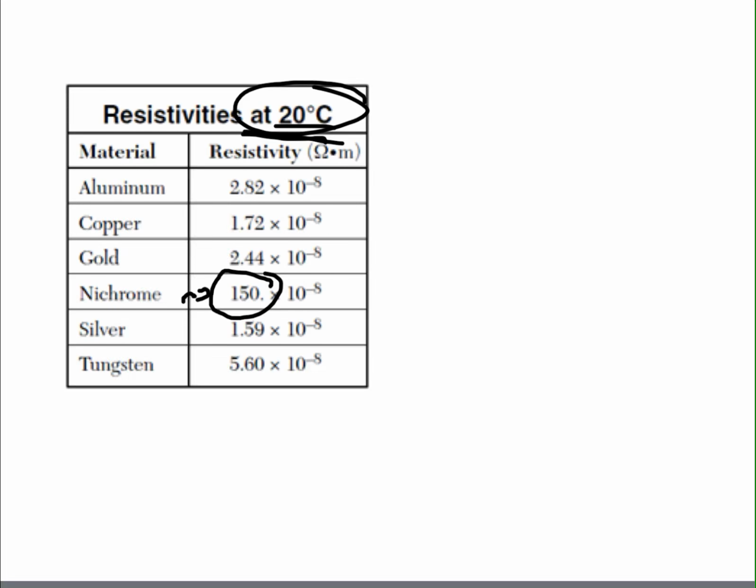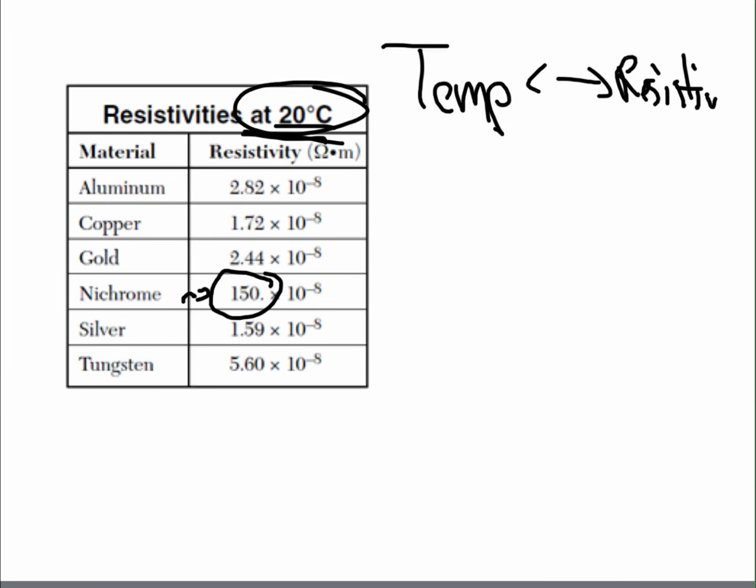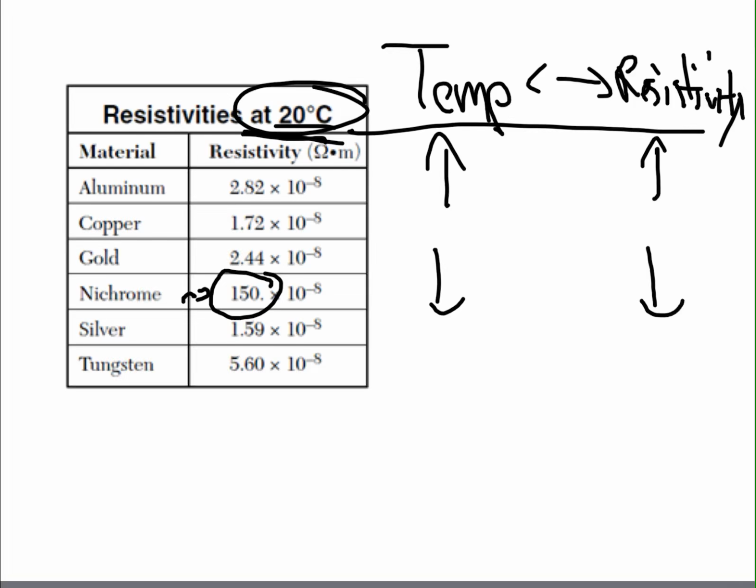This idea here: resistivity at 20 degrees Celsius. Temperature is directly related to resistivity, which means as one goes up, the other goes up. And as one goes down, the other goes down.